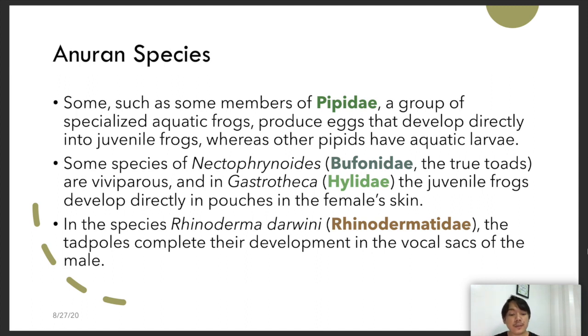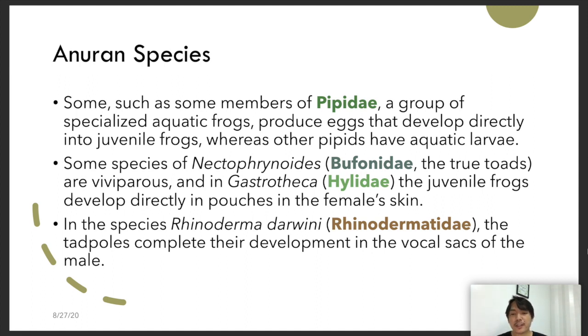Also in the species Rhinoderma darwini, Rhinodermatidae, the tadpoles may complete their development in the vocal sacs of the male. So it is also interesting to know that there are some frogs that not just undergo metamorphosis, but at the same time complete their development on the body parts of their parents.